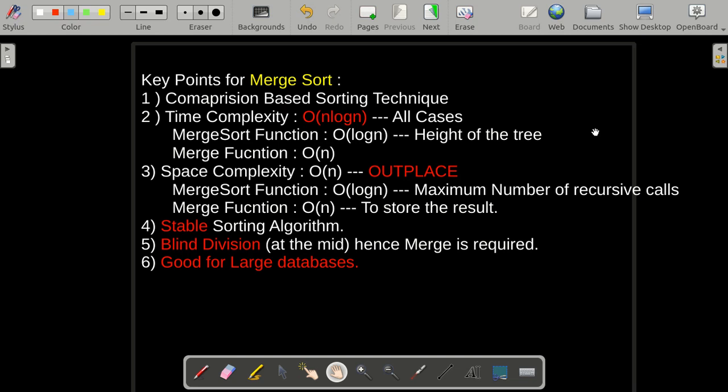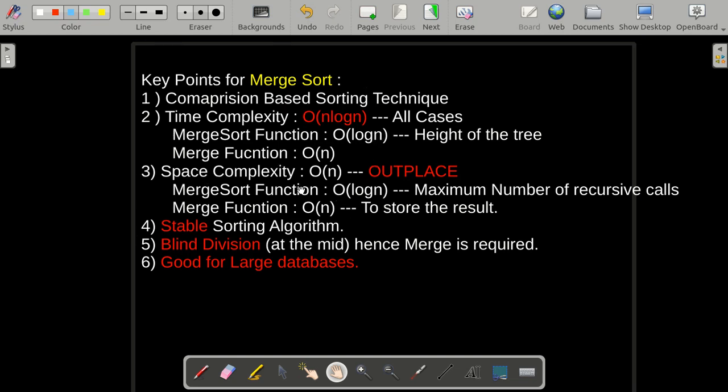Now it is n log n because the merge sort function, which is a recursive function, is of order of log n. It is of order of log n because for every call the array gets divided into 2 equal halves. And every time the merge sort function is being called, the merge sort function calls the merge function, which is of order of n. So the total time complexity is of n log n.